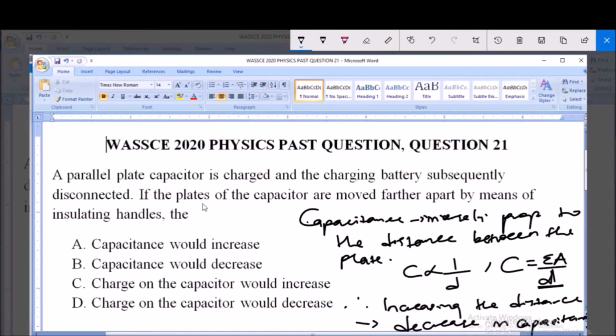Now the question says, if the plates of the capacitor are moved further apart, simply that means that if this is a plate and this is a plate and this is the distance between them, now if these two plates are moved further apart, you see that the distance d has increased. And increasing this distance between the plates will lead towards a decrease in the capacitance of this capacitor, and that is option B. The capacitance will decrease. So option B is the answer to this question.